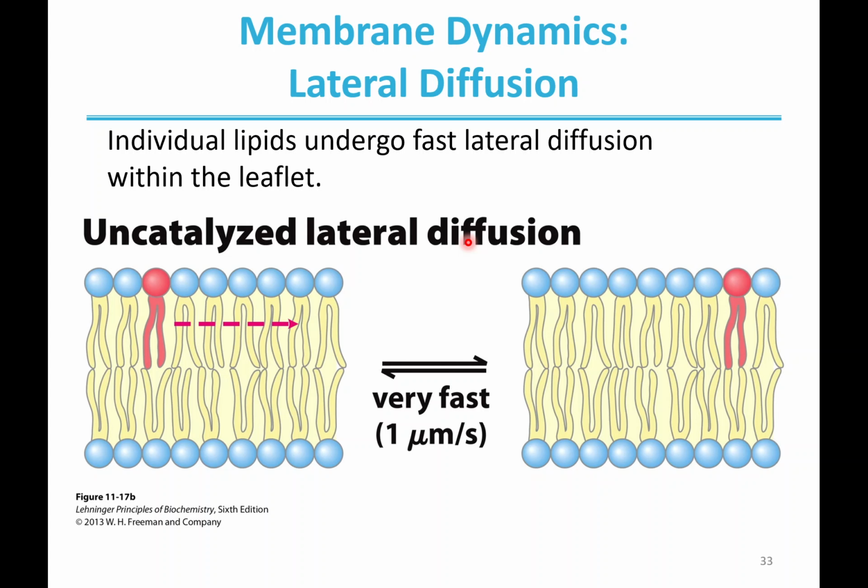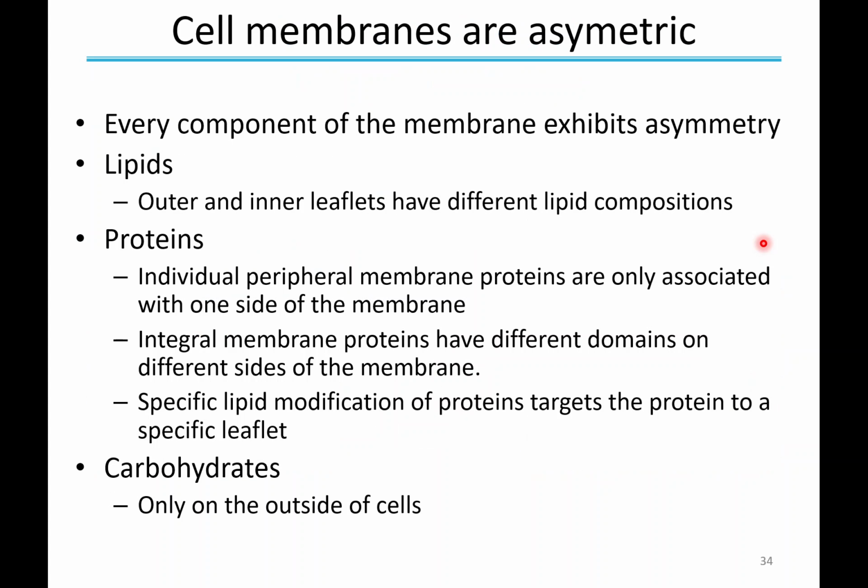Membrane dynamics. Let's talk about how the membrane becomes asymmetric and how it stays asymmetric, right? We can watch individual lipid molecules as they move what we would call laterally within a single bilayer. So if we look at this one, it can move in two dimensions in a single bilayer. Okay, and this would be uncatalyzed lateral diffusion. That happens very fast, something like 1 micrometer per second within a leaflet.